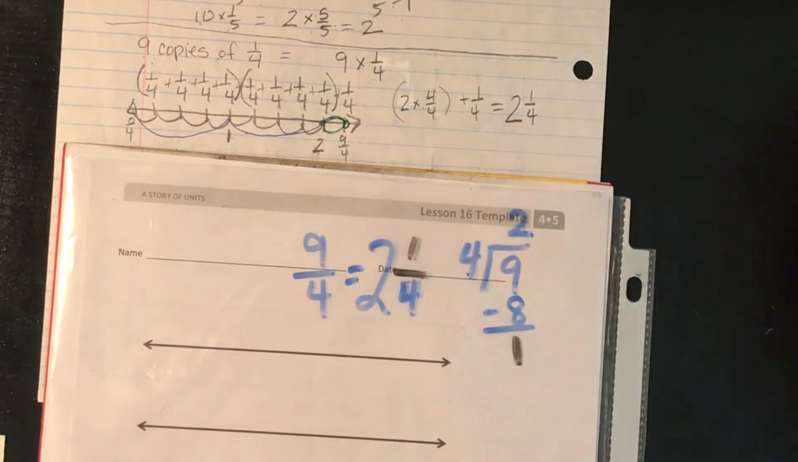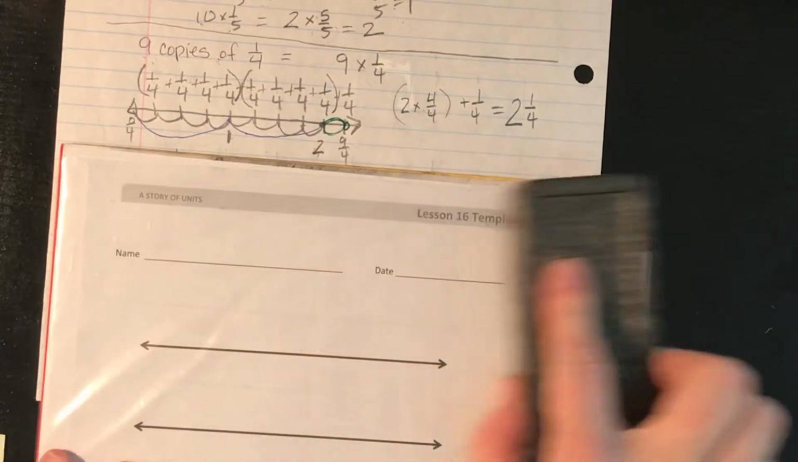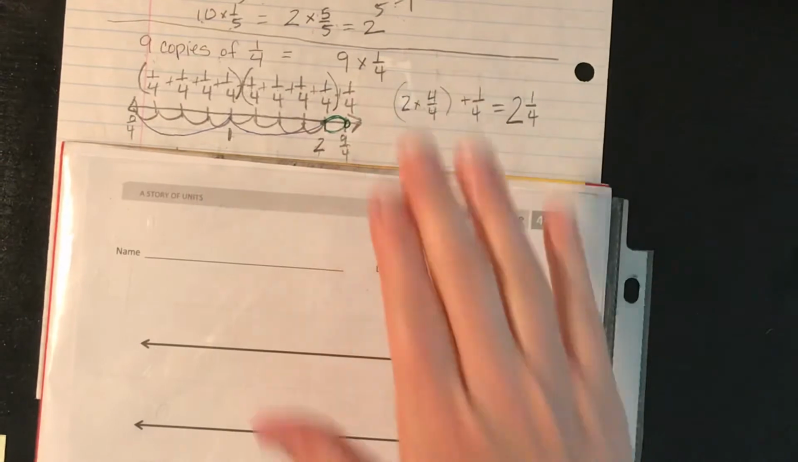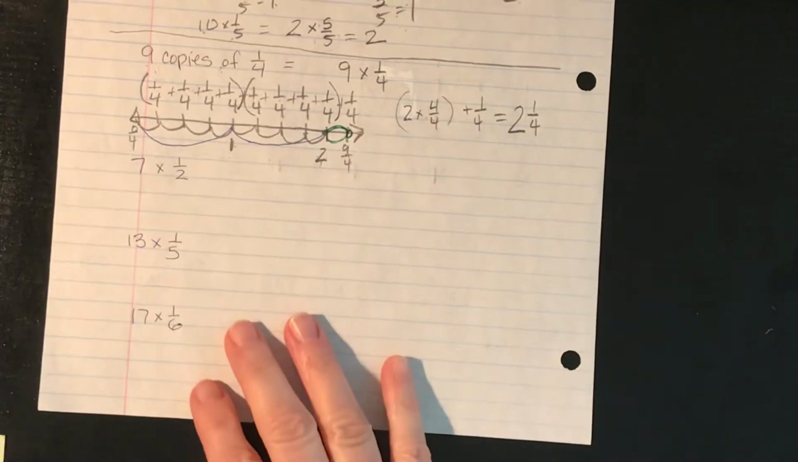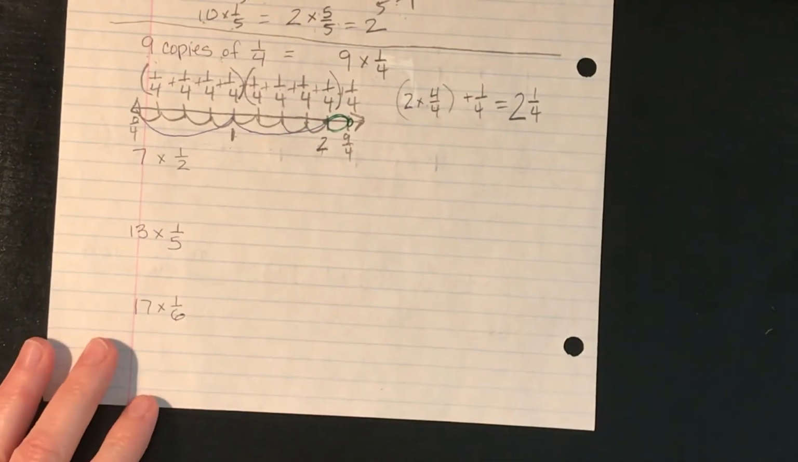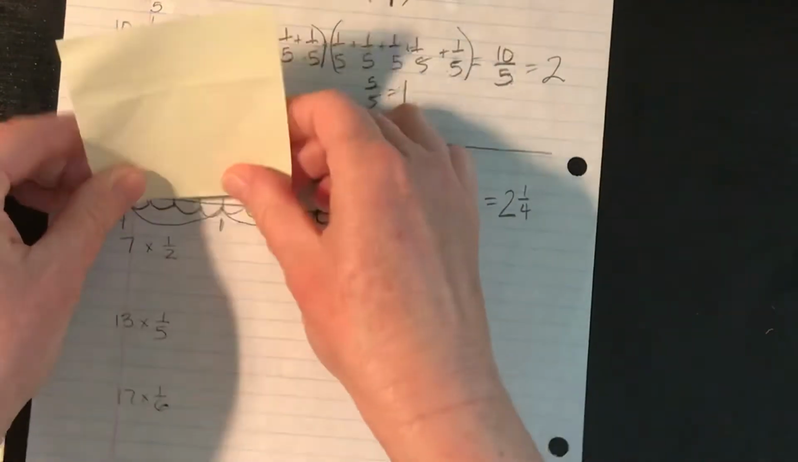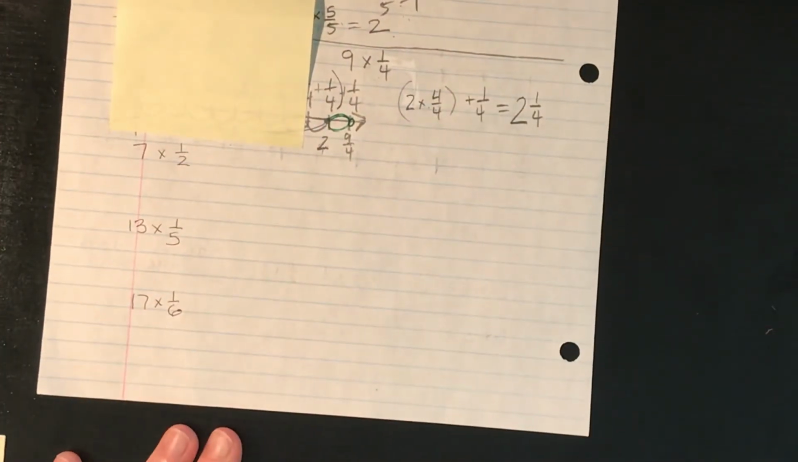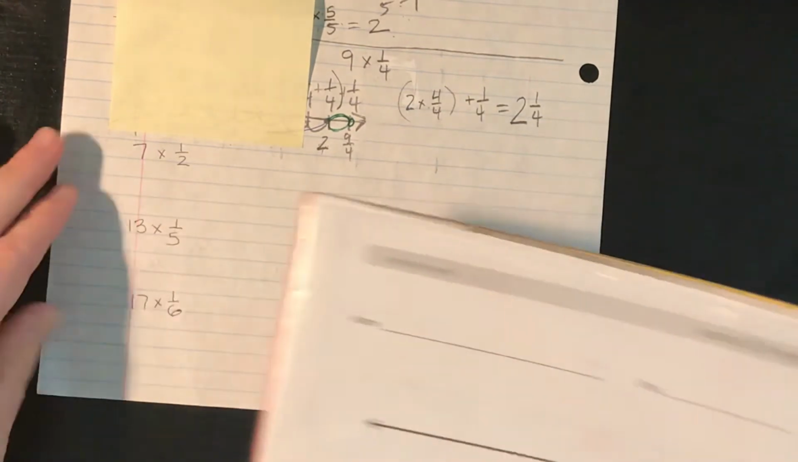So we're going to practice a little bit of both ways right now. I've got mine, you've got yours. Okay, so the next problem that we're going to do, and I'm going to get rid of that so you can see it a little bit better, is 7 times 1/2. We're going to think about this as a problem where I can use my number line. So I'm going to move that up a little bit. I'm just going to rewrite it.